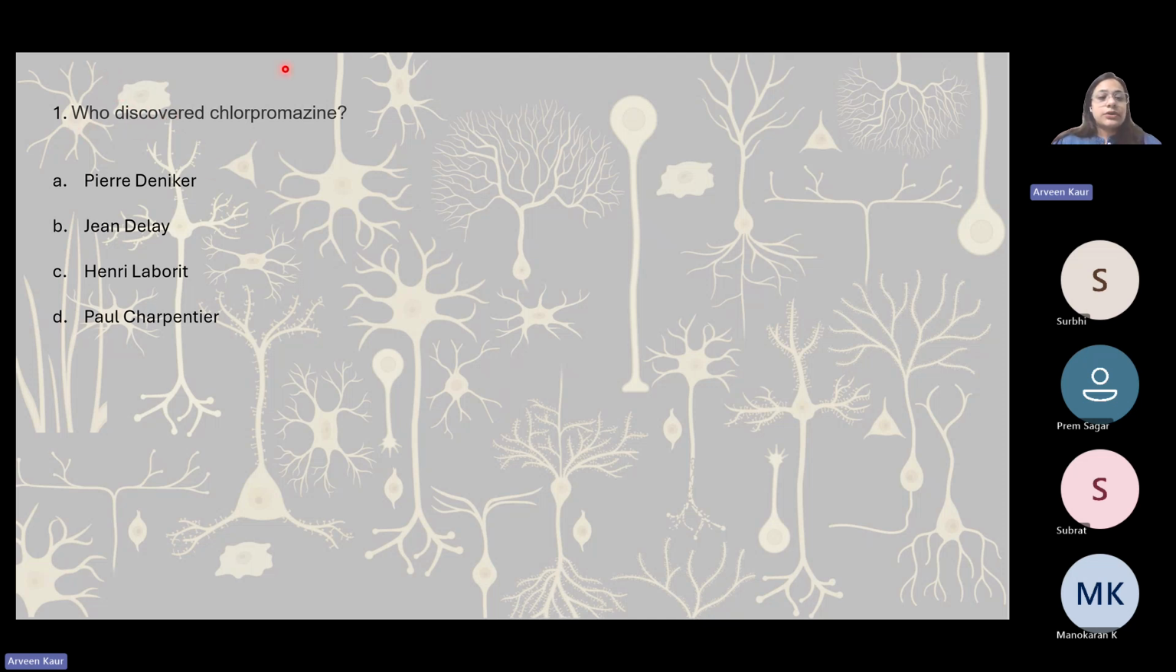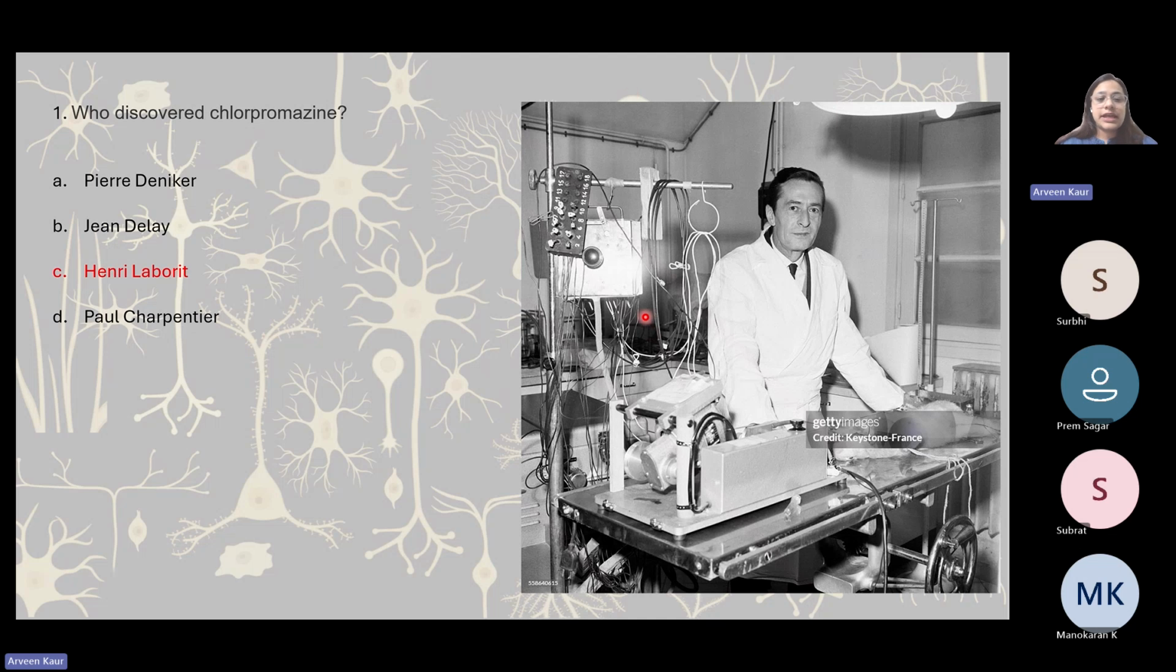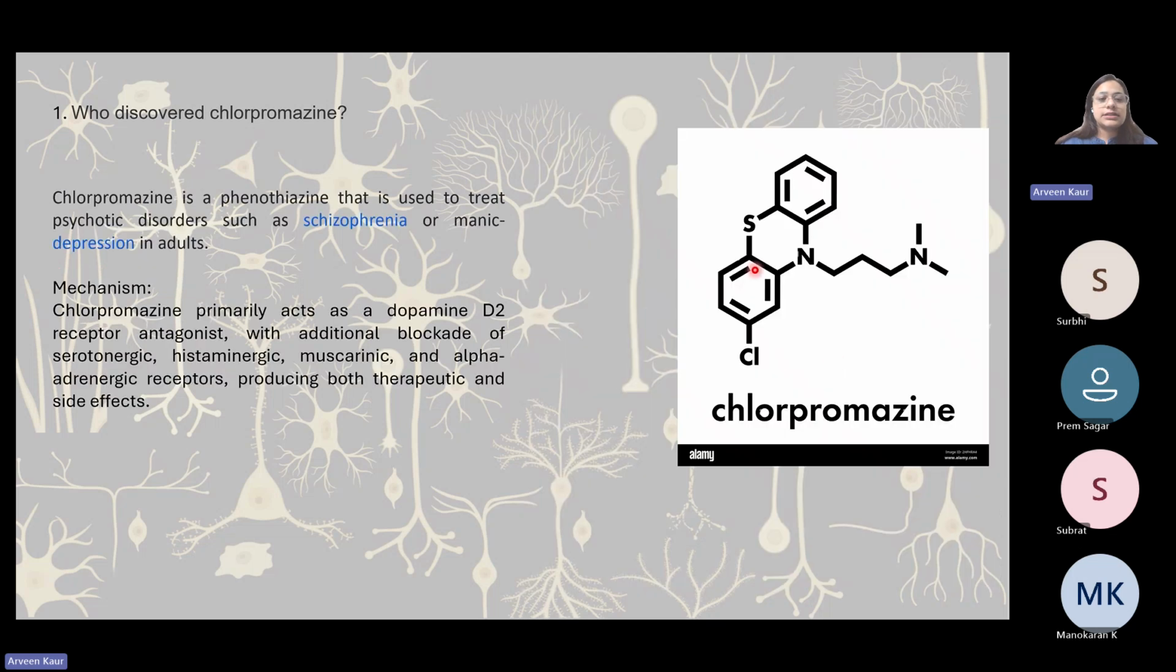So, who discovered chlorpromazine? Who was the scientist who discovered this particular drug? Was it Pierre Deniker, Jean Delay, Henri Laborit, or Paul Charpentier? Which one of them actually discovered this drug? It was Henri Laborit, and you can see his image on the right. Chlorpromazine is actually a phenothiazine.